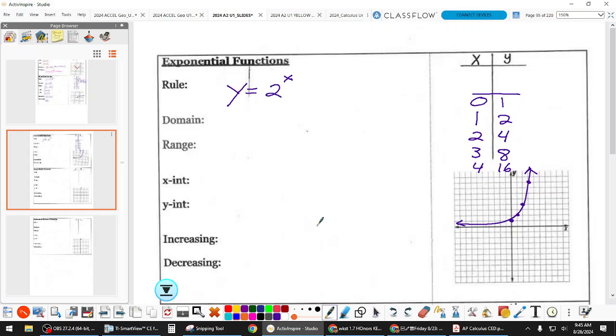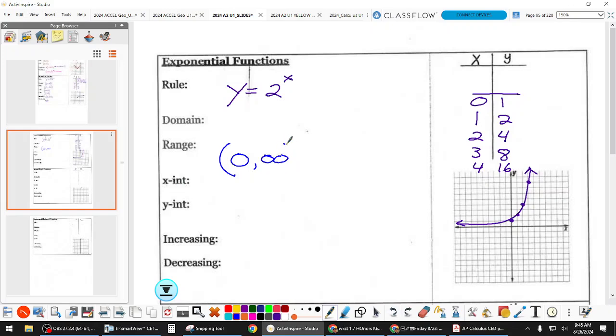So let me ask you. We're talking range right now, bottom to top. So I first hit a value at close to zero, but not quite. How do you show that with an interval? Yeah, good job. Parentheses, zero, and then where does it go? Yeah, it'll keep going to infinity in the long run.